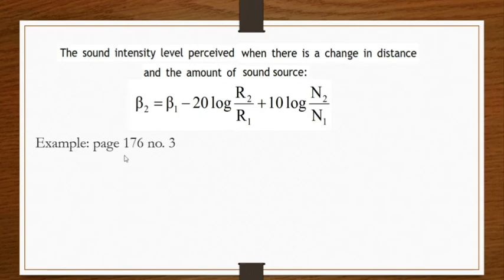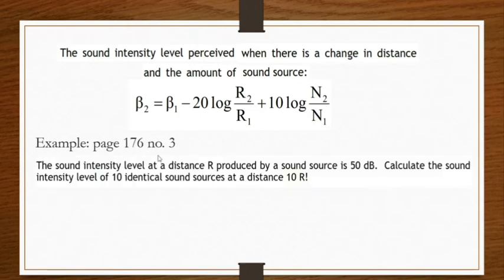So the example will be taken from page 176, number 3. The sound intensity level at a distance R, so R1 is R, produced by a sound source is 50 decibels. Beta 1 is 50 decibels. Calculate the sound intensity level of 10 identical sound sources at a distance 10R. So N2 is 10, N1 is 1, and R2 is equal to 10R.